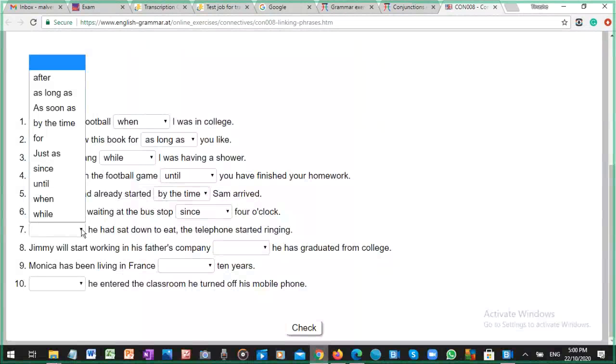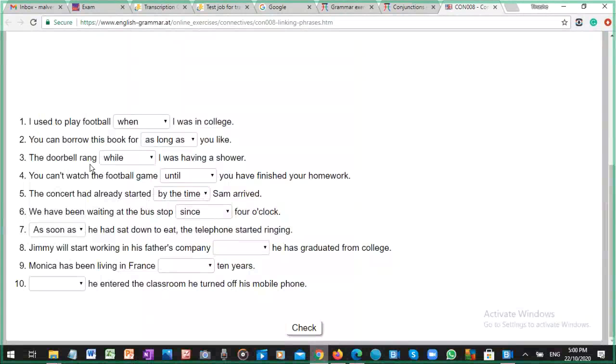When he had sat down to eat. That's correct, but there's a better one. As soon as. This is more precise, just like with by the time. More precise. So as soon as he sat down to eat, the phone is... that okay?